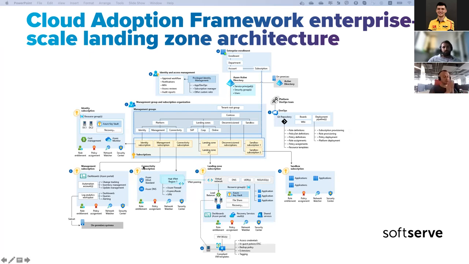Connectivity subscription. It's easy to understand: Microsoft gives us two options, hub and spoke or some one-connectivity option. If we are using hub and spoke, we will probably have some hub VNet that is paired to VNets in other Landingzone or application subscriptions. Very often in such a landscape, ExpressRoute is configured for connectivity with the on-prem data center. We have Azure Firewall, some centralized DNS, and so on and so forth. So these services will mostly be placed in a connectivity subscription.